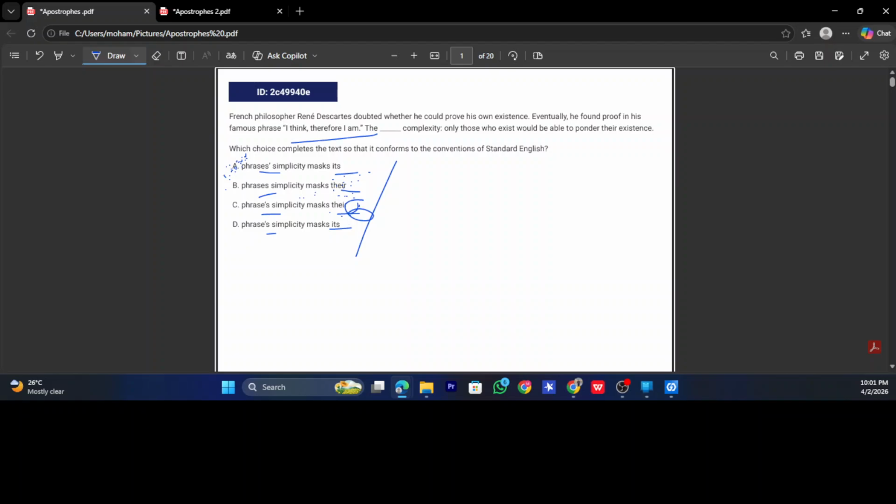Choose D, which is correct because we know that the singular possessive noun phrase currently indicates that there is only one simple phrase, only one simple phrase, and reinforcing the idea that there is only one simple yet complex phrase.